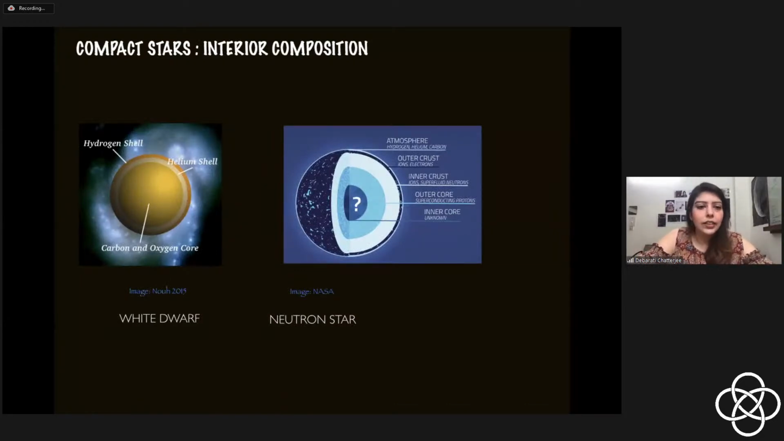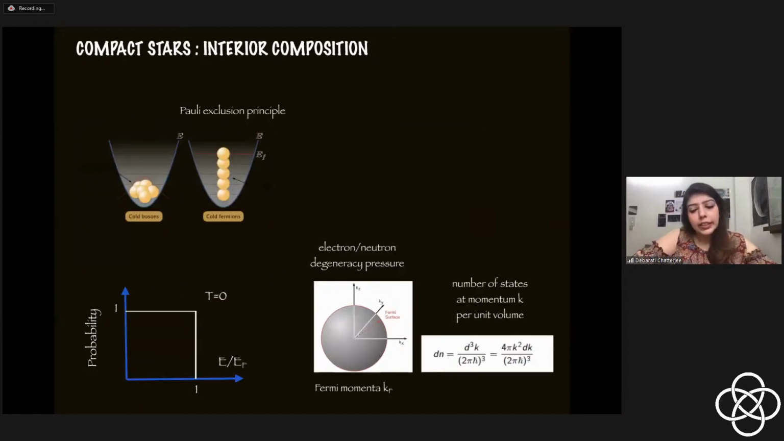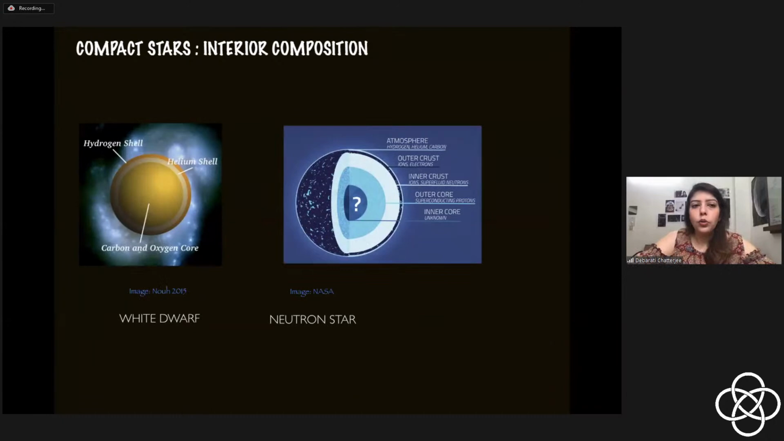Yesterday I showed you this slide. Remember that for white dwarfs, this is what the interior structure looks like. There is a hydrogen shell, a helium shell, and a carbon and oxygen core. And for the neutron star, I told you that there are different layers. Today we are going to learn more about this, and also how to model the interior composition of these exotic objects. Remember that yesterday we talked about how these objects are stable.